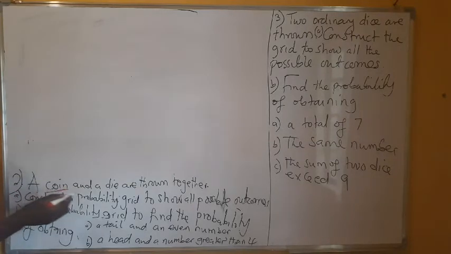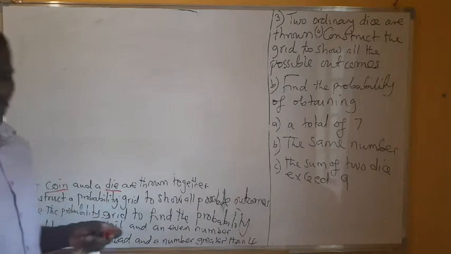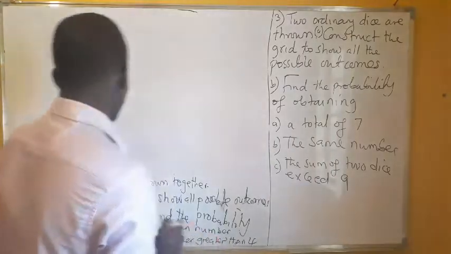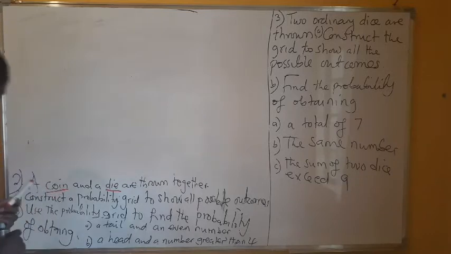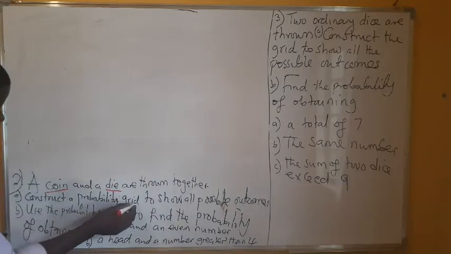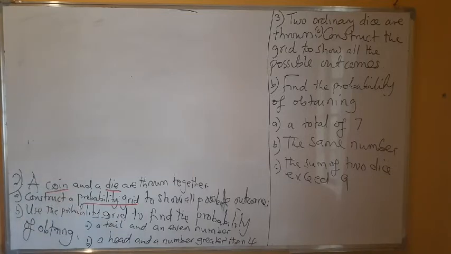A coin and a die. A coin and a die. So, we want to construct again a probability grid. We want to construct a probability grid. Are we together? Is it clear? Are you able to see the... Okay, yeah, I think it's clear. So, a probability grid.